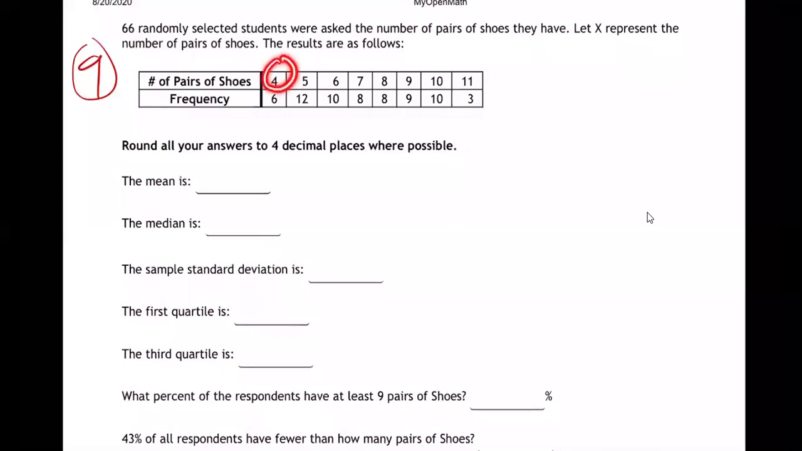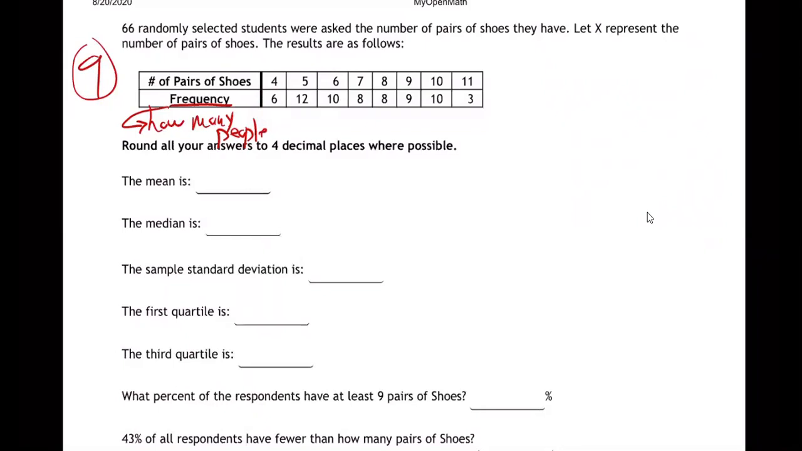So remember, frequency always means how many people, right? That's what frequency means. How many people? So in other words, 6 of the students have 4 pair of shoes. 12 students have 5 pair of shoes. I think that's where I am. 10 students have 6 pair of shoes. 8 students have 7, etc.